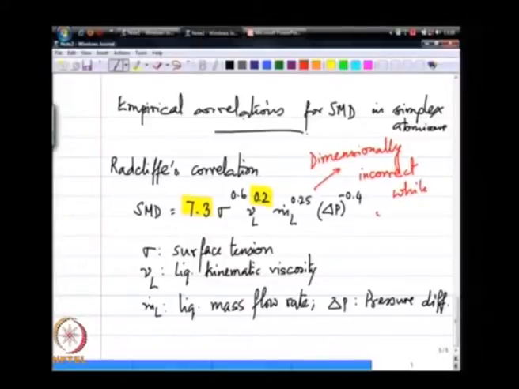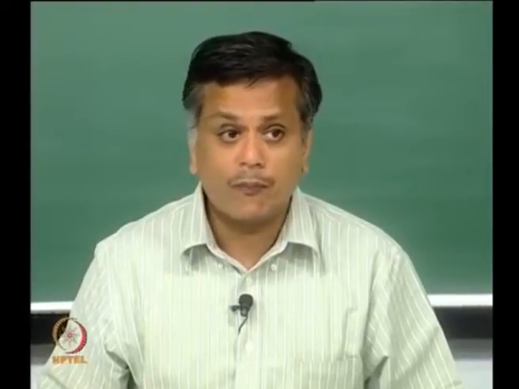While it is of engineering use, meaning I can convey information to a fellow engineer through an equation like this, I will have to give the fellow engineer a lot of other information about what unit system should be employed for sigma, for nu L, for m dot L, etc. Otherwise, the number 7.3 would be different, it would depend on the choice of the unit system.